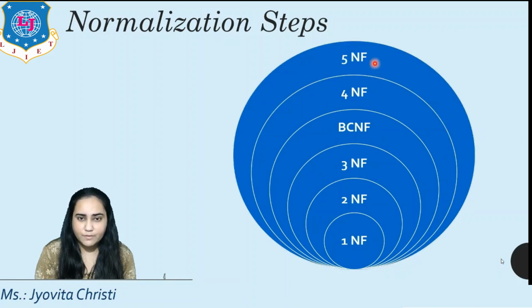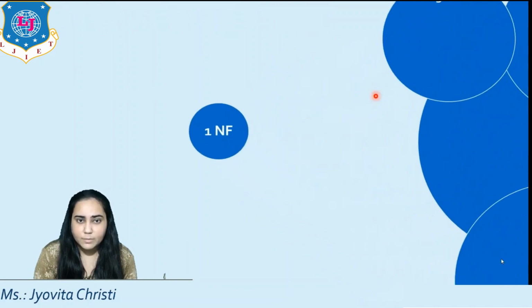So these are the several steps in normalization, and you cannot reach one step without going through the others. That means in order to reach 5NF, you have to first go through 1NF through 4NF, and only then can you reach 5NF. Now let's see 1NF in a little bit of detail.